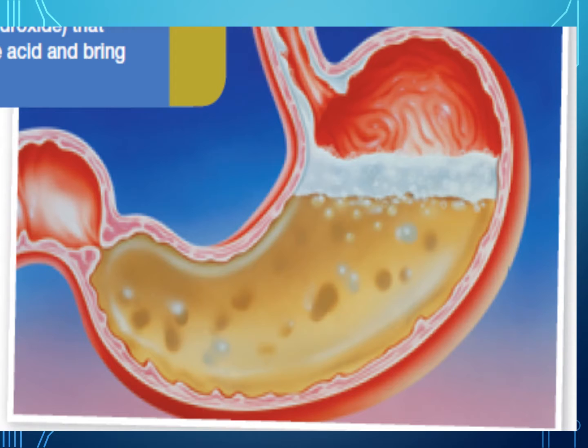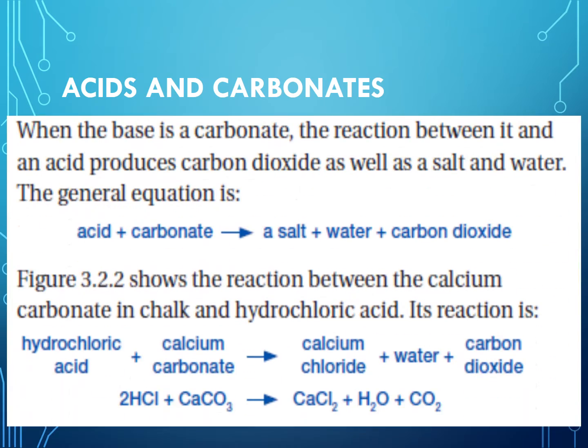And there we have the idea of the stomach with the acid in it, and if it is allowed up the esophagus, then you'll feel that burning of heartburn. When we mix acids with carbonate, the reaction between those two produces carbon dioxide as well as a salt and water. So the general equation is acid plus carbonate forms a salt, water, and carbon dioxide.